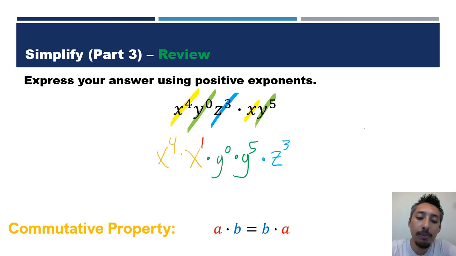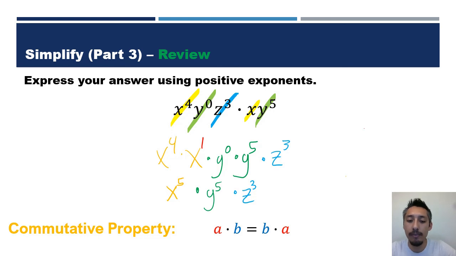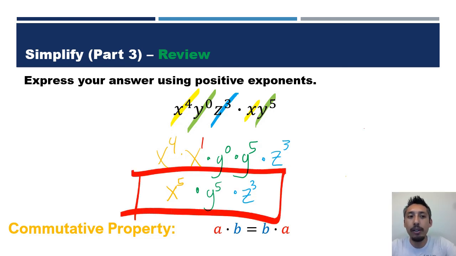So when we simplify x to the power of 4 times x to the power of 1, this is the same thing as saying x to the power of 5. We just add 4 and 1. Then we have y to the power of 5, because 0 plus 5 is 5. And at the end, we just have z to the power of 3. We didn't have to simplify that one, but it's still part of our answer. And that is it. If you got this, then you're ready to move on.